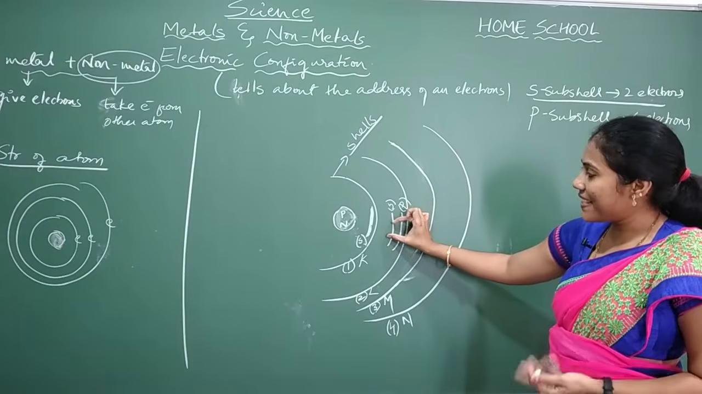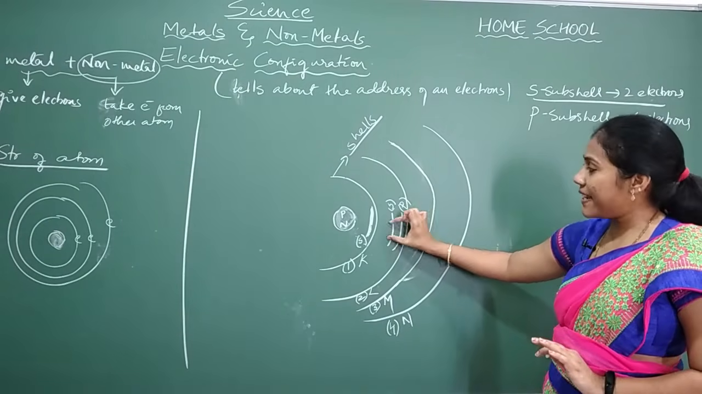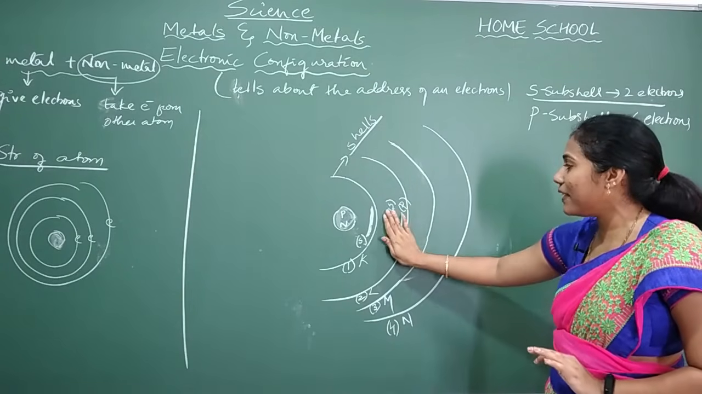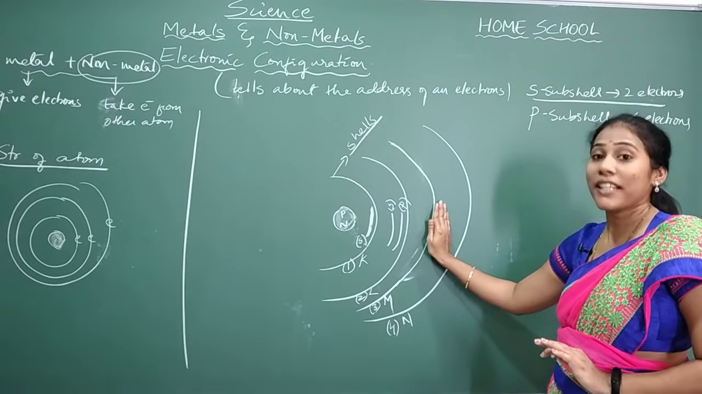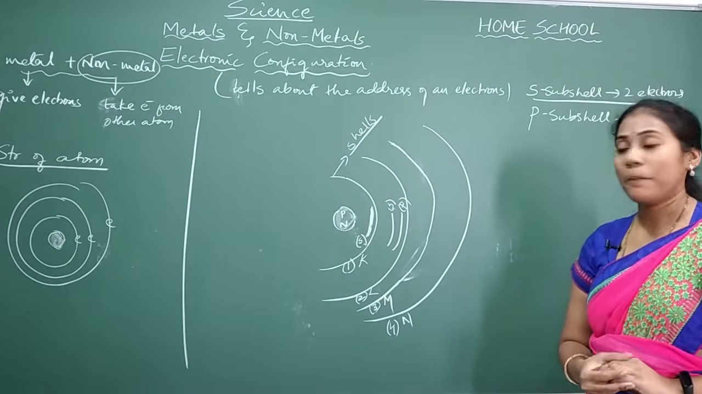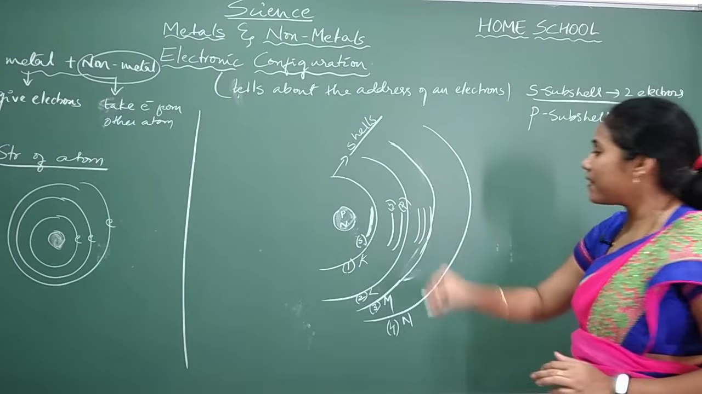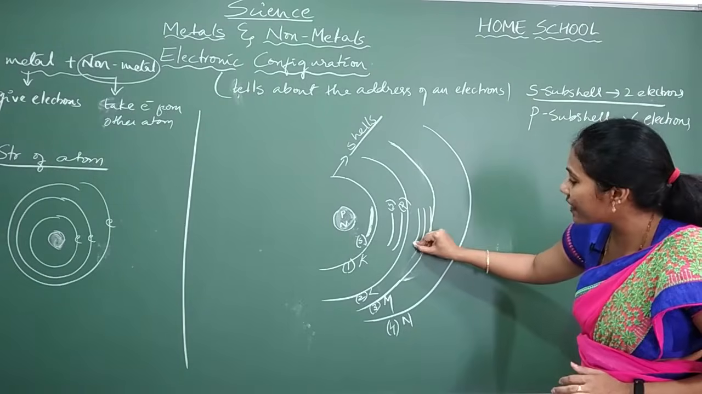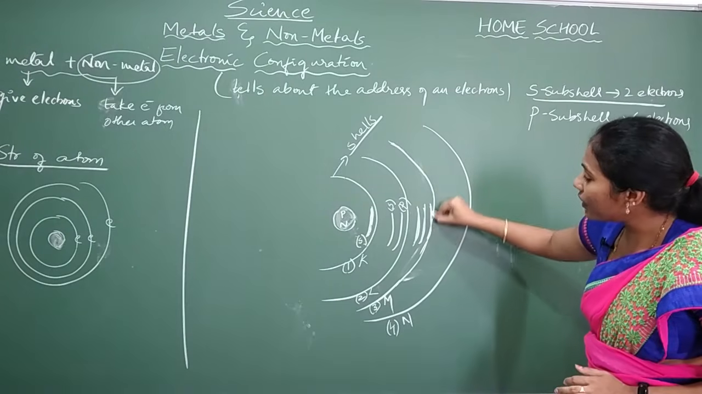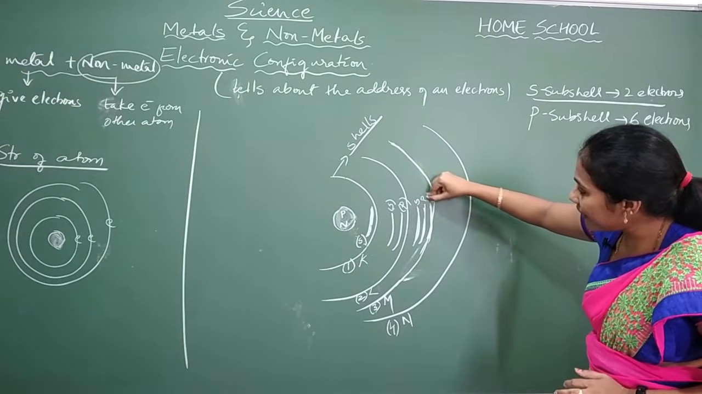See, once the S colony is filled, the electrons will go to P colony. Once the S and P colonies are over, now there is no place in this particular taluk. The electron has to go to the next taluk only. So, which is that next taluk? M taluk. So, M taluk can have 3 subshells, that is 3 colonies. Okay, so M taluk can have 3 colonies. They are named S, P and D.